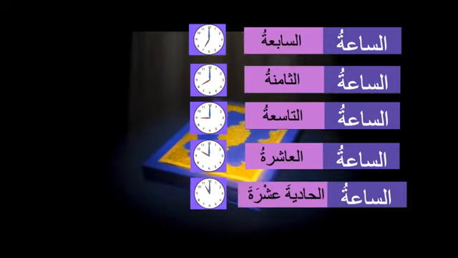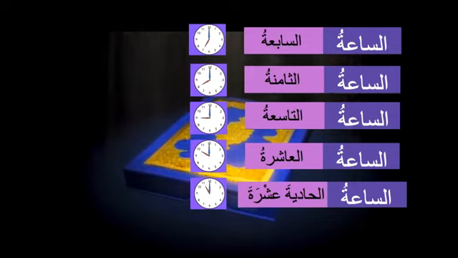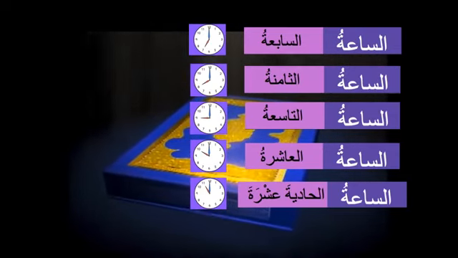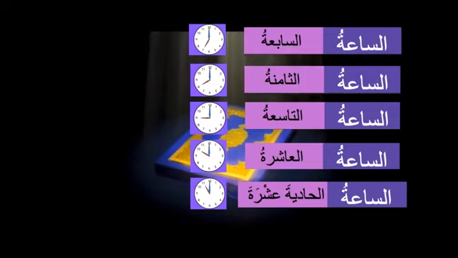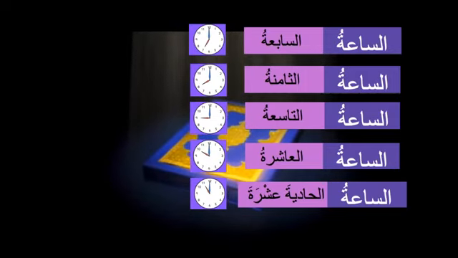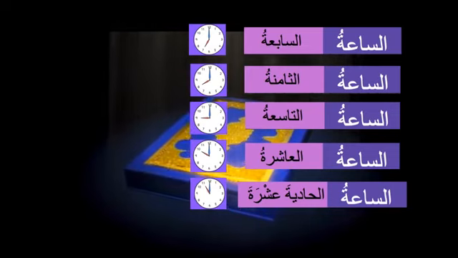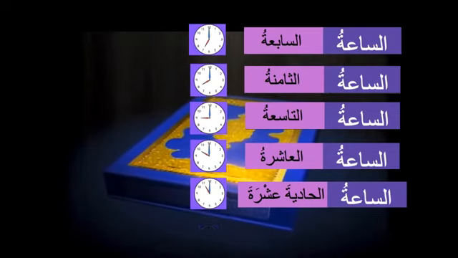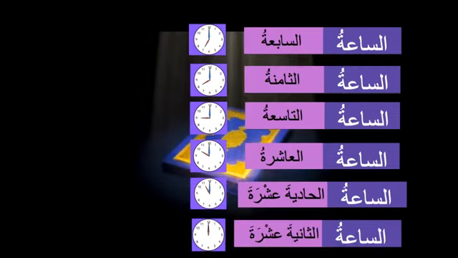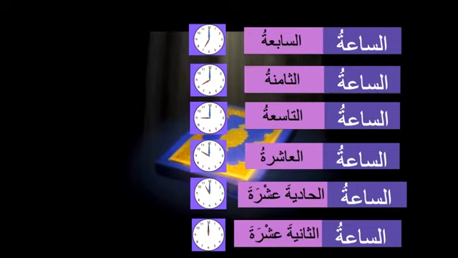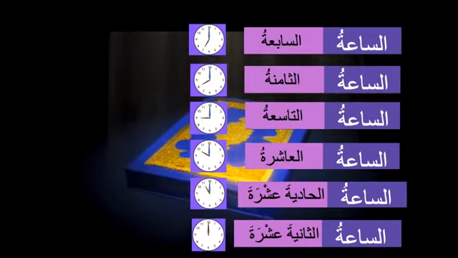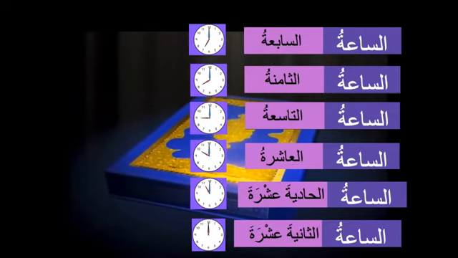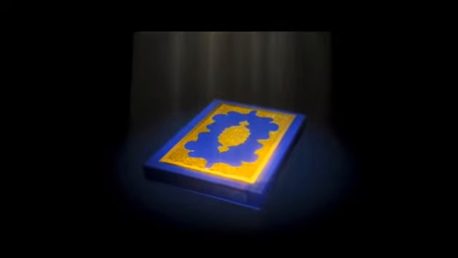And 11 o'clock, how do we say? 11 o'clock will be as-sa'atul hadiyata ashara. So we use hadiya: wahidun, and the feminine will be hadiyatun. So as-sa'atul hadiyata ashrata, all with fatha, mansub. And 12 o'clock will be as-sa'atul thaniyata ashara. The thaniyata comes from ithnain. So that's how we say the hours. Let's go forward.